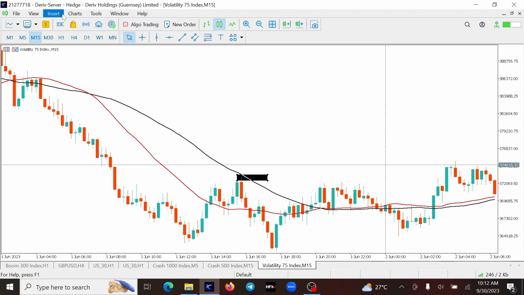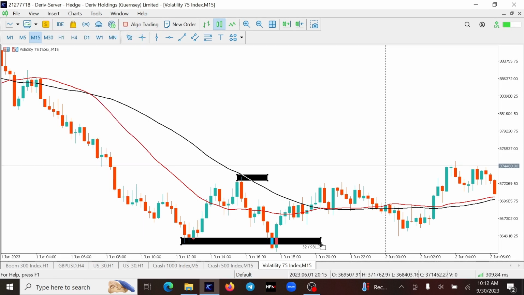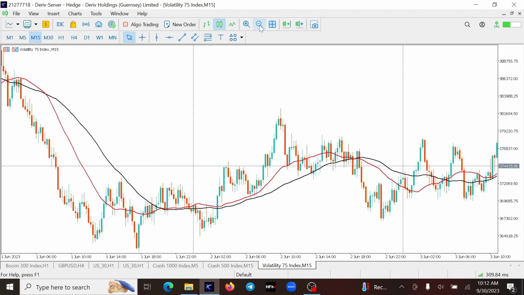So your TP is going to be here. Do you see that? Just extend it to the right-hand side. Your TP. This is VIX75, guys. You know how much you will make from this. That's a lot, guys.